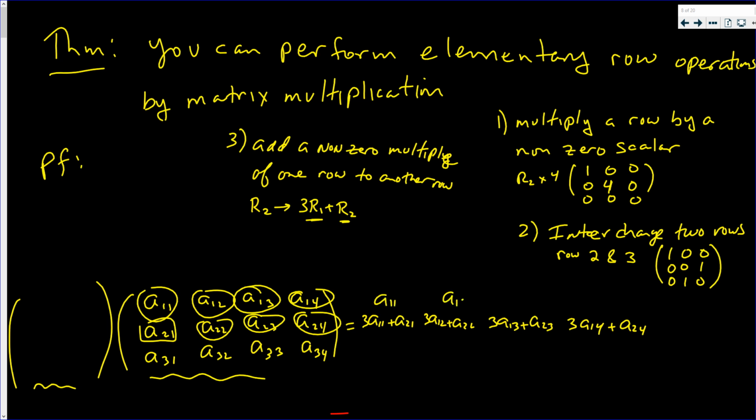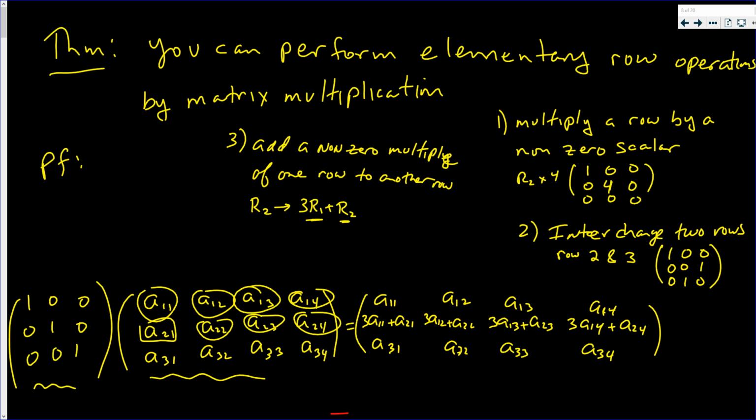And row 1 and row 3 do not change. A31, A32, A33, and A34. That's what we want to get. Now, if I put down just the identity matrix, I'll get everything in row 1 correct. I'll get everything in row 3. And I'll also get these entries for row 2. I just want to pick up this 3 times row 1. So I'm going to go to row 2, and I'm going to put a 3 in column 1.